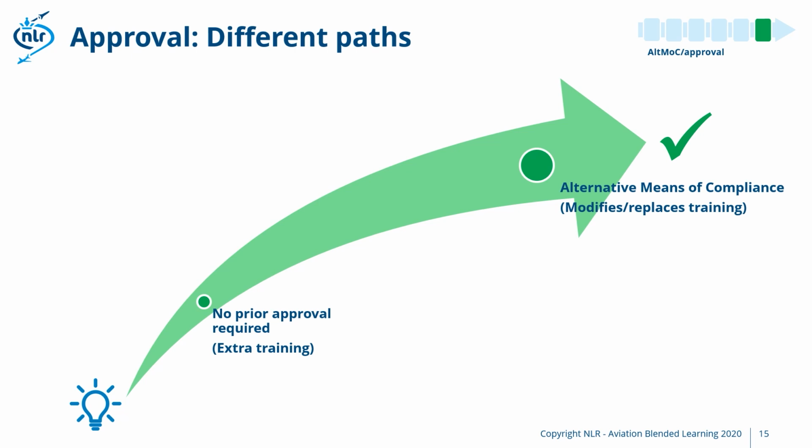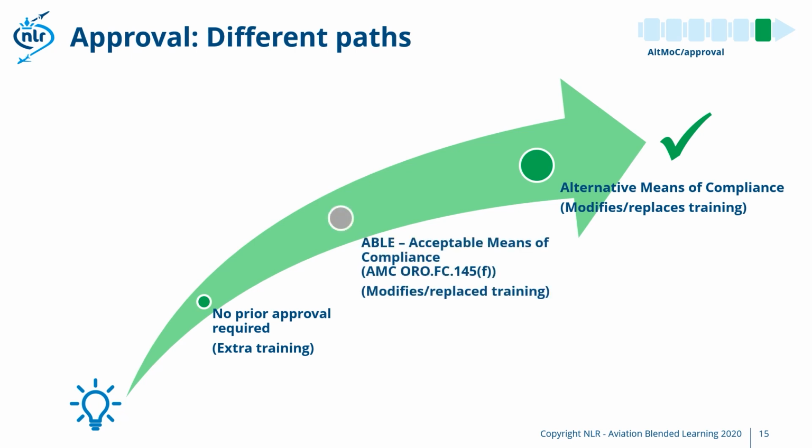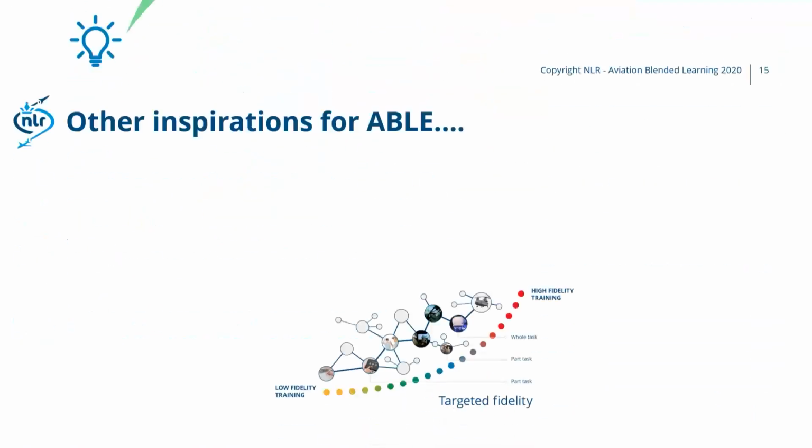And therefore, the ultimate goal of EASA is to introduce an ABLE acceptable means of compliance, which supports innovation in ABLE by relying on a solid CAPABLE development process. And Julien Colinet will talk more about this.